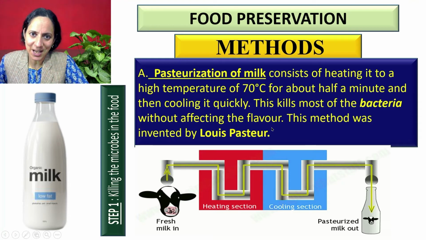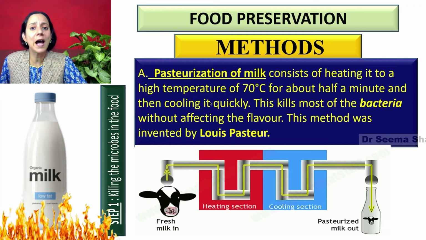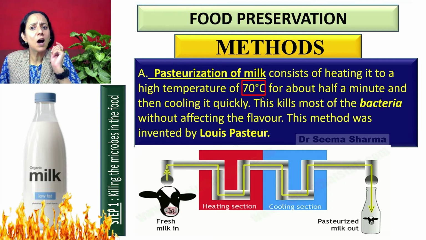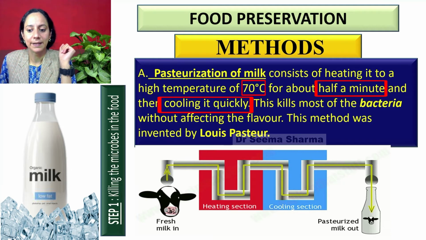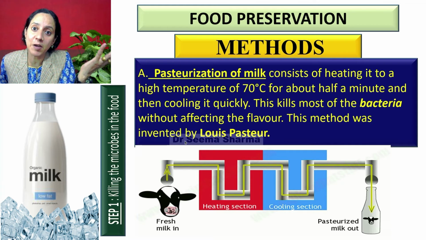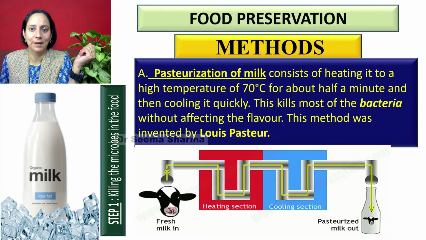What is pasteurization? Pasteurization is a technique which consists of heating milk to a high temperature of 70 degrees centigrade for about half a minute and then cooling it quickly. This kills most of the bacteria without affecting the flavor of the milk. This method is generally used in dairy farms. And this method was invented by Louis Pasteur.